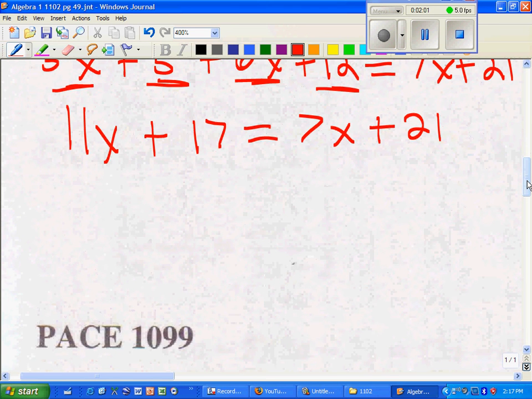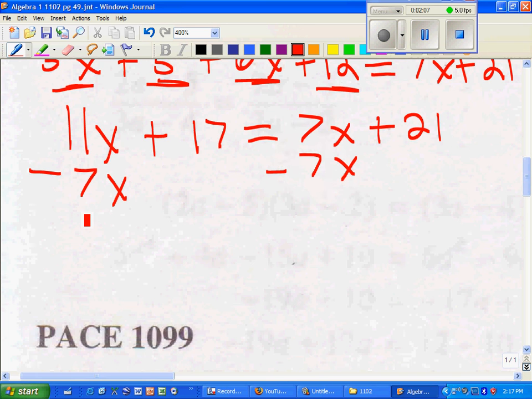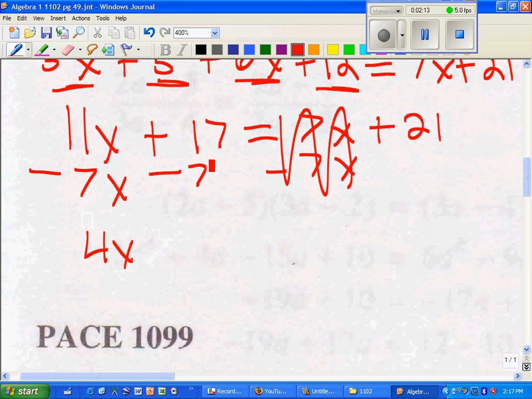Now I'm going to move the knowns to one side, unknowns to the other. So I'm going to subtract 7x from here, subtract 7x from here. 11x minus 7x is 4x. I'm going to subtract 17 from this side because I want to isolate the variables. But I'm going to subtract 17 from this side too. That's going to give me 4.